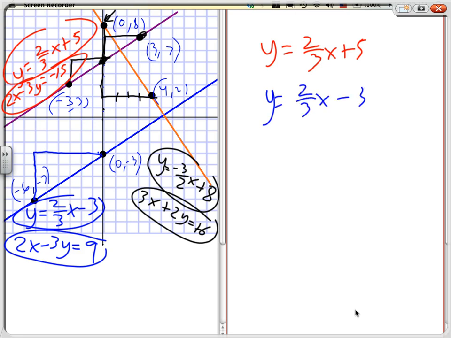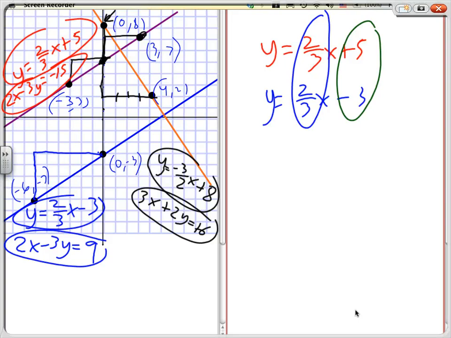What do you notice about the two lines? They both have the same slope. They both have the same exact slope. That's what I just said. But what else do you notice? They never cross. Different what? They have different y-intercepts.